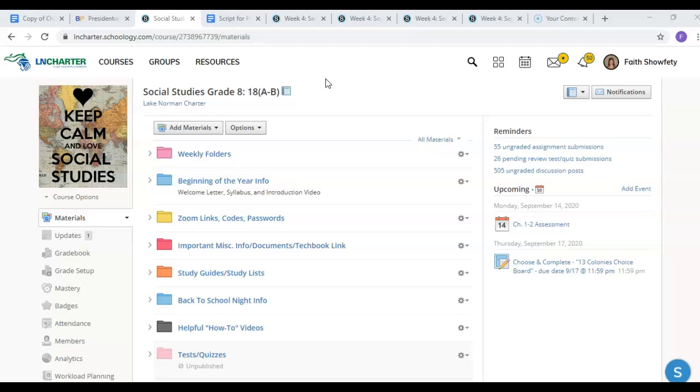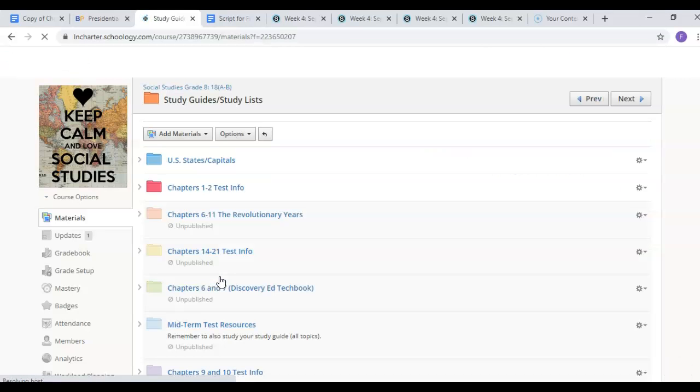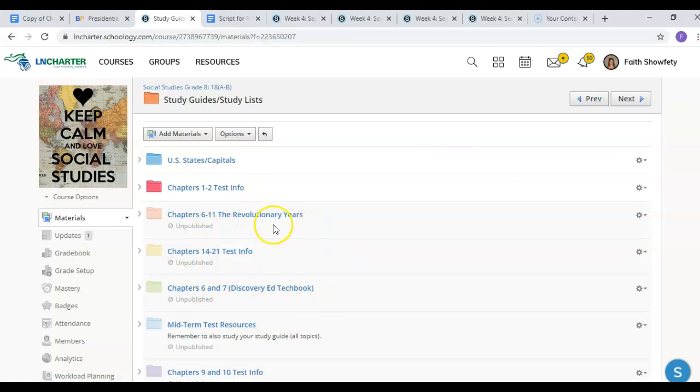What you want to do is go down to Study Guide Study List. In Study Guide Study List, you are seeing my screen, so you see all this stuff. But really, for now, we just want to focus on chapters 1 and 2 test info. You see the states and capitals, which hopefully you had visited before we had the states and capitals check-in. But now we're going to focus on chapters 1 and 2 test information. So we click on that.